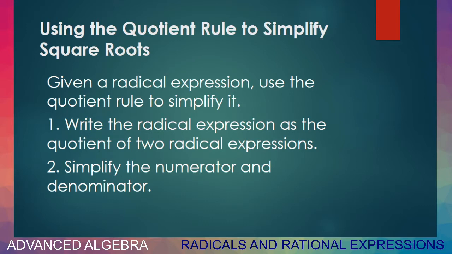So, given a radical expression, use the quotient rule to simplify it. Number 1, write the radical expression as the quotient of two radical expressions. So, yung ating fraction ay gagawin na naman natin siyang magkaiwalay. May square root sa taas, may square root din sa baba. Number 2, simplify the numerator and denominator. Okay? Next tayo, mag-proceed tayo sa example.